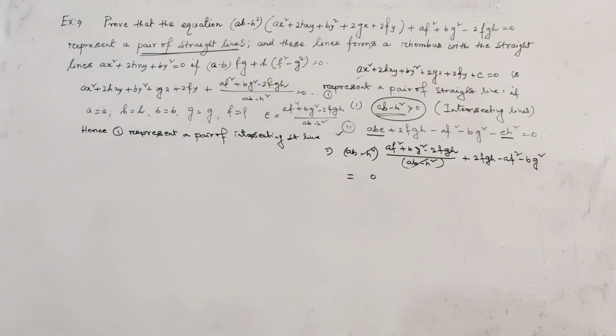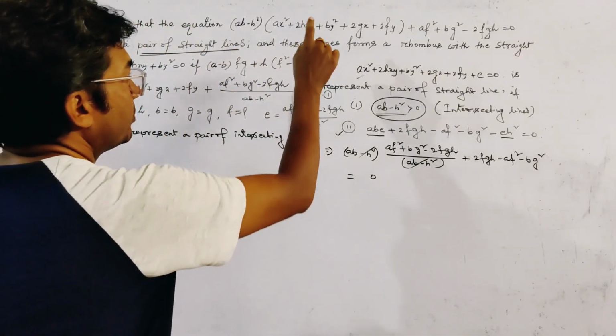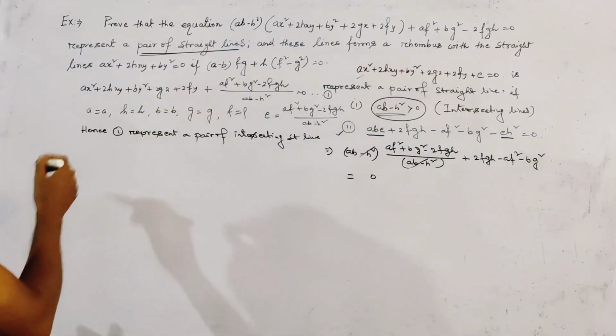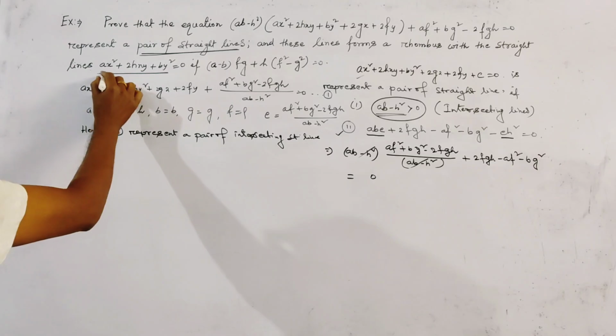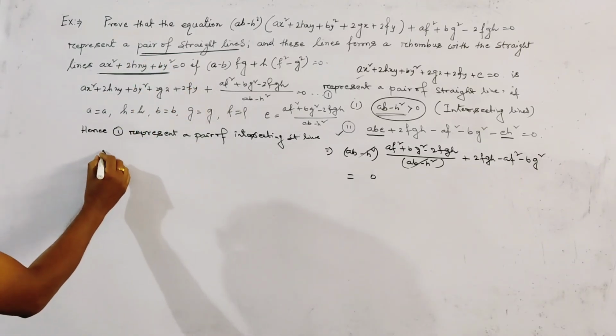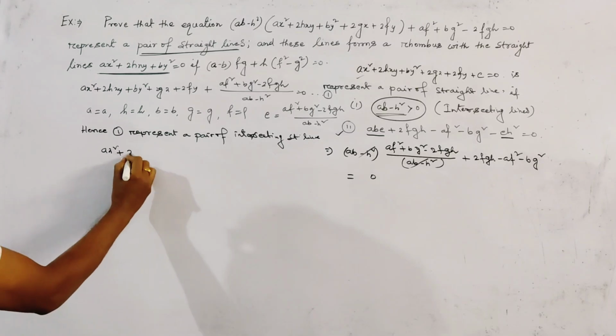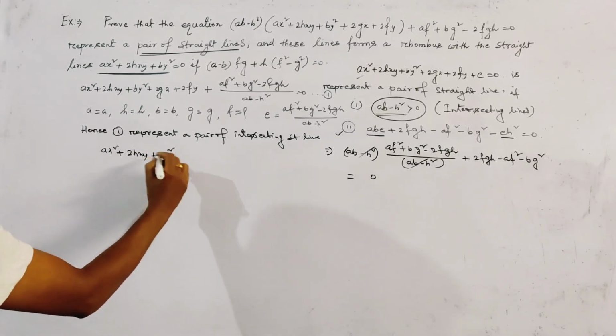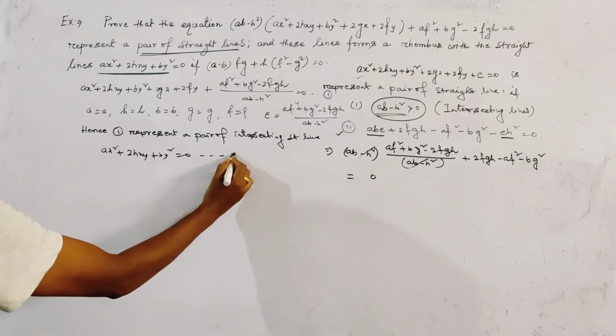Now we have to show that this pair of straight lines forms a rhombus with the straight line ax² + 2hxy + by² = 0. We name ax² + 2hxy + by² = 0 as relation number 2.